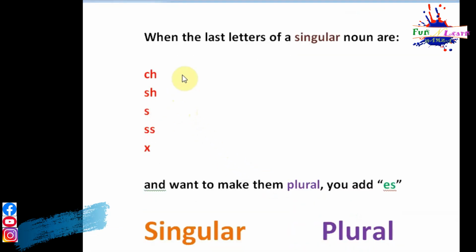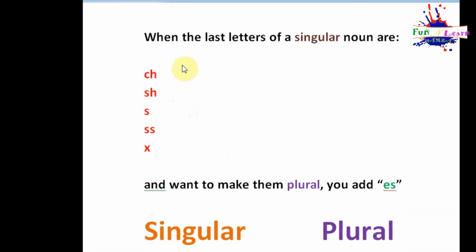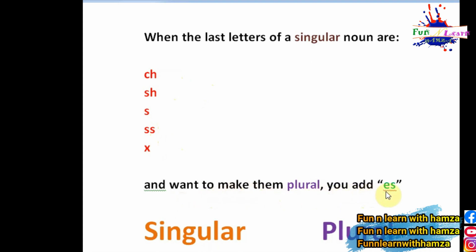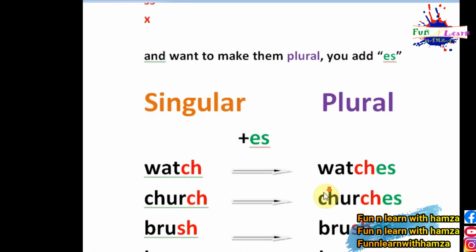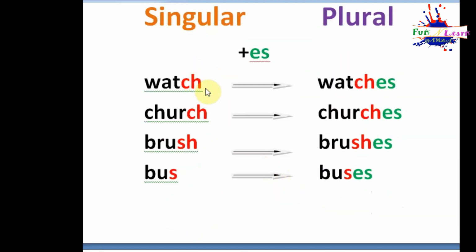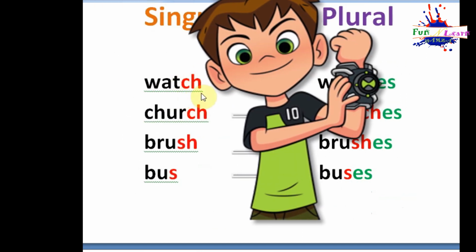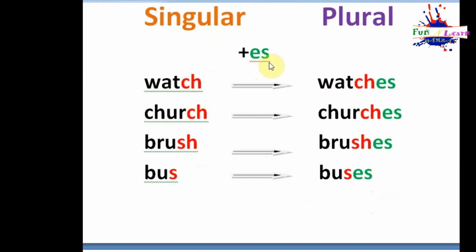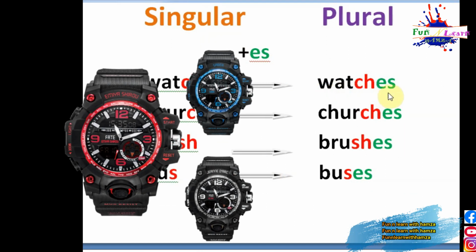Now, we have some exceptions in changing the singular nouns into plural nouns. When the last letter of a singular noun is ch, sh, s, double s, or x, it means when a singular noun ends in any one of these and you want to change it into a plural noun, you add es at the end. Let's look at some examples. Singular, watch. Now this is ending in ch. So to make it a plural, we do not just add s at the end, we add es. And it becomes watches, which is a plural noun.